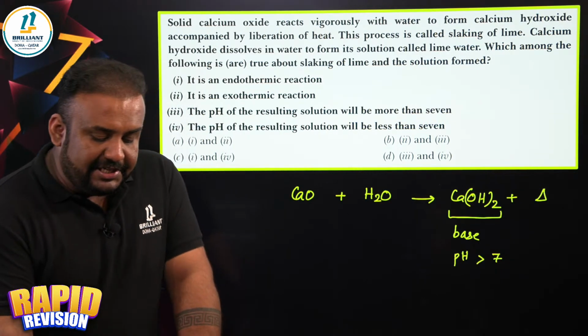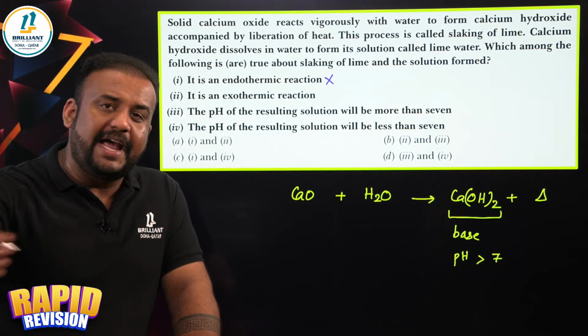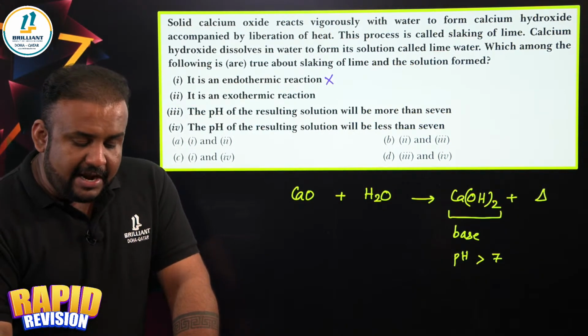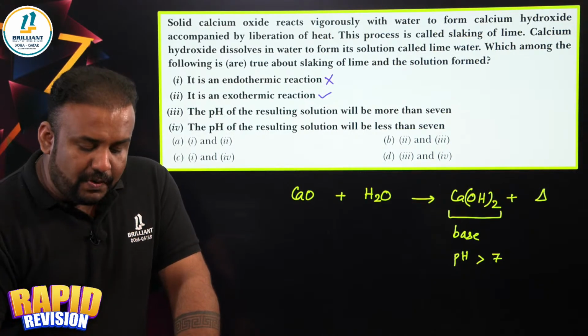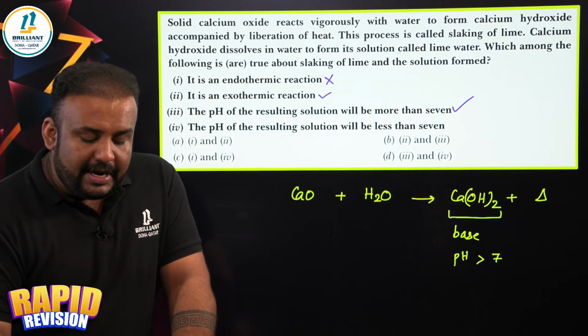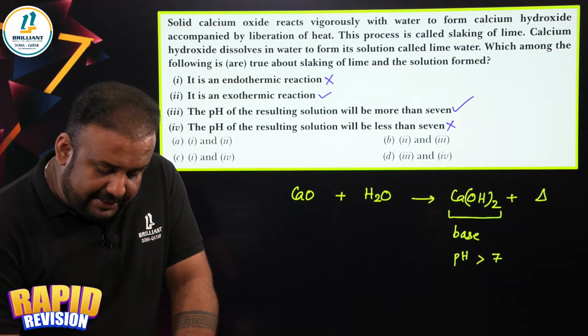Now you read the statements here. It says it is an endothermic reaction. That's wrong. It's not accompanied by absorption of energy. It is accompanied by release of energy. Then it is an exothermic reaction. That is true. The pH of the resulting solution will be more than 7. That is true. Less than 7, that is wrong. So 2 and 3 are correct statements.